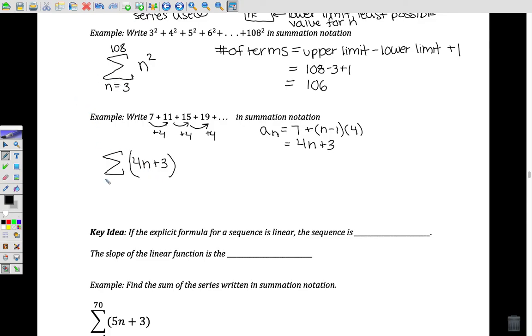So now I need to write my lower limit and my upper limit for this. So my lower limit is if I plug in 1, I get 7. So I'm starting at the first term. Notice how we have the 3 dots at the end. That means this arithmetic series goes into infinity. It's an infinite series, so we're going to put an infinity symbol up here. So we come up with the explicit formula, then figure out which terms we're adding together.